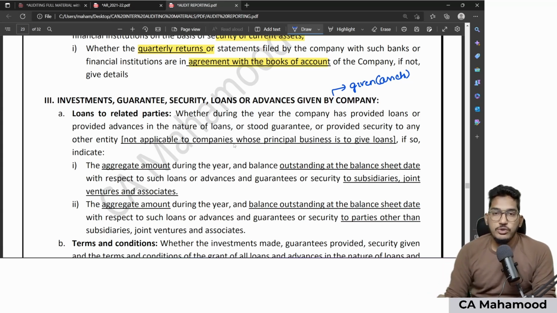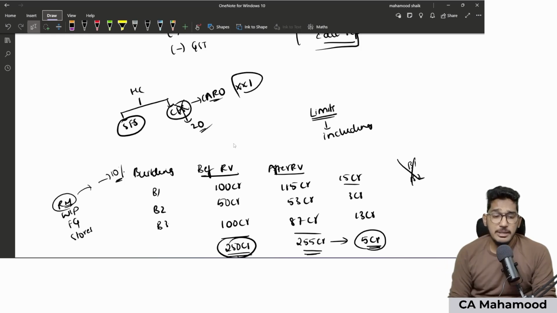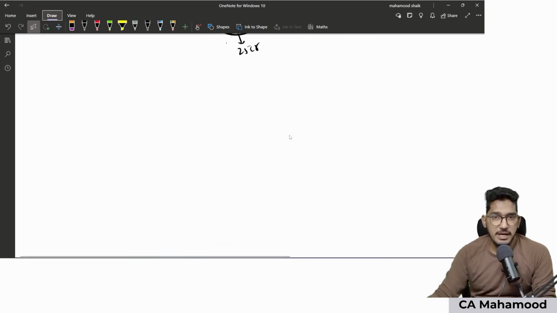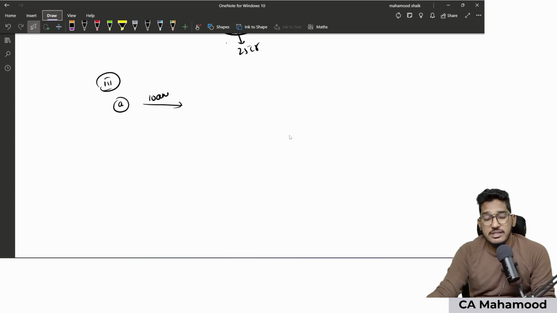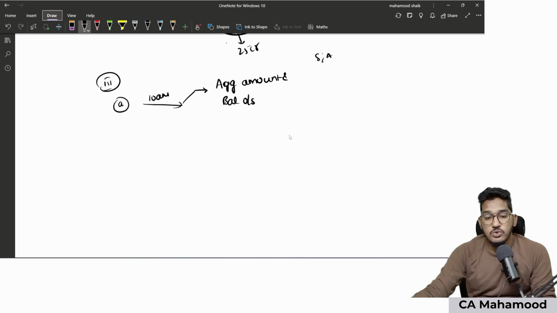First one, you need to find out whether your client company has given loans to any of the related parties. So for the third point, 6 sub points will be there. Point number A, you need to check whether your client company has given any loans, advances, investments or guarantees to any of the related parties. If yes, we need to segregate the aggregate amount of loan given and the balance outstanding for subsidiaries, associates, and joint ventures. We have to report that separately.